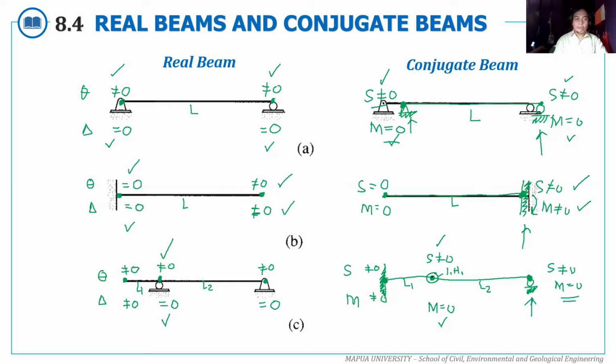So, ibig sabihin, the conjugate, if this is the real beam, yung nasa kaliwa, the corresponding conjugate beam of that real beam would be yung nasa kanan. Okay, so fix, internal hinge, tapos roller or hinge doon sa kanan. So, that would be the corresponding conjugate beam. Okay? Next, example.